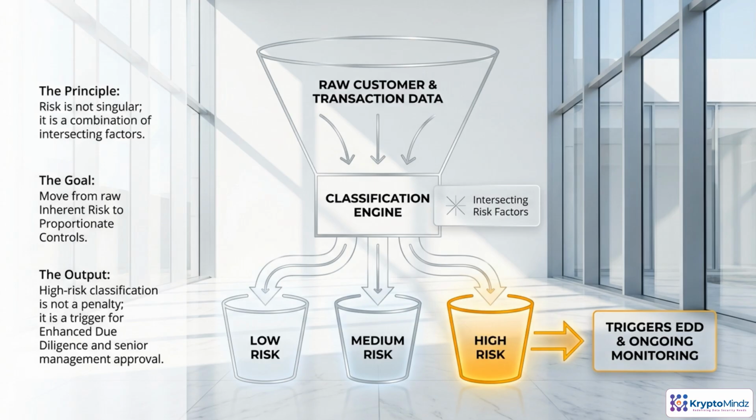Think of your AML system as a classification engine. It takes raw customer and transaction data and looks at how risk factors intersect: who the customer is, what products they use, which channels they prefer, where activity takes place, and how behavior evolves over time. Risk isn't one thing, it's the combination that matters. The aim is to move from inherent risk to proportionate controls. When that combination crosses a threshold, the customer is classified as high risk. That's not a punishment. It simply triggers enhanced due diligence and closer, ongoing monitoring.